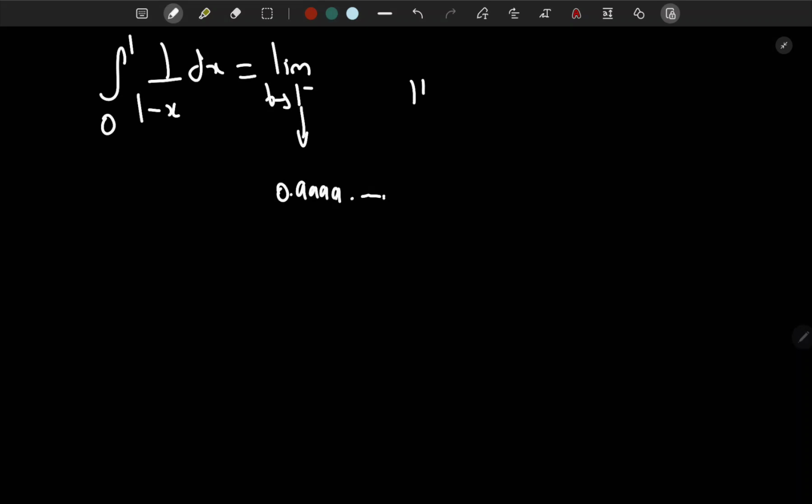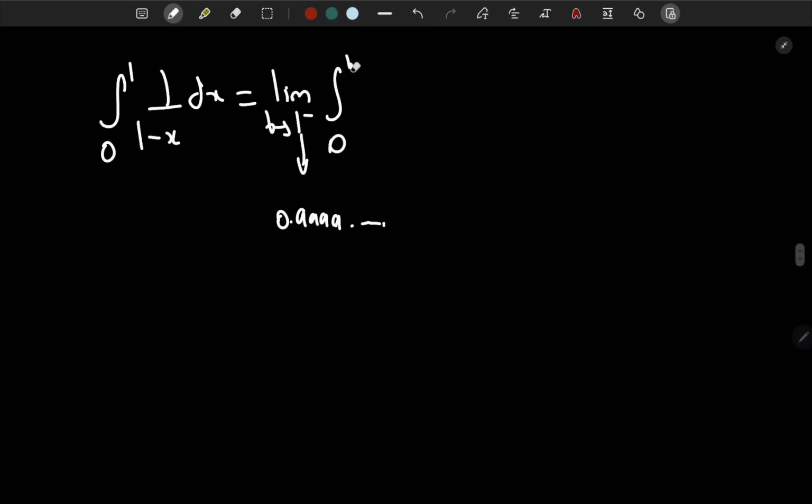And 1 plus is 1.0000 and then 1. So many zeros over here, but never 1 itself. So that is the logic behind these 1 minus and 1 plus. From 0 to b now, we are replacing 1 with b. The same thing, 1 over 1 minus x. And now let's integrate this now.